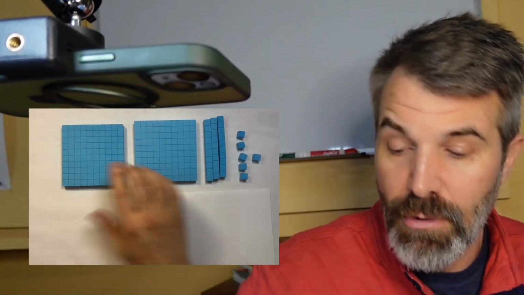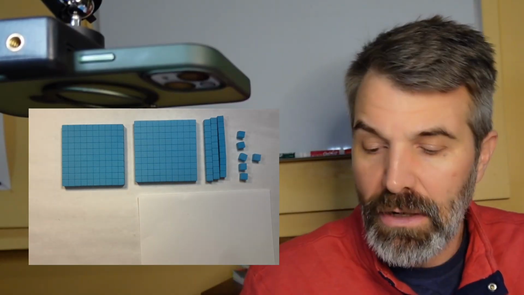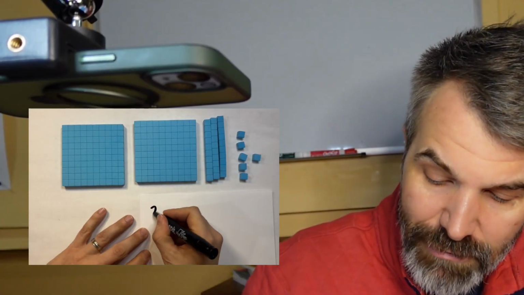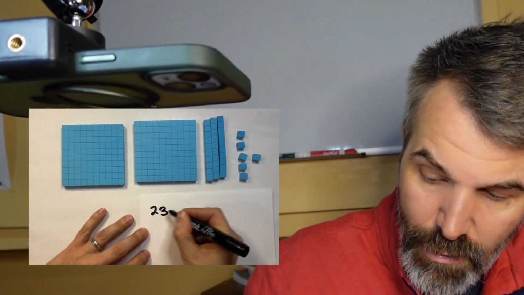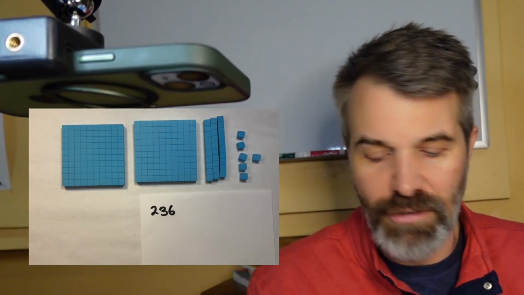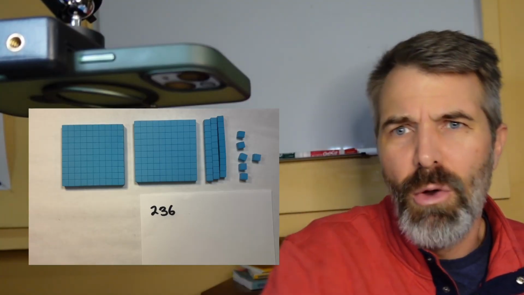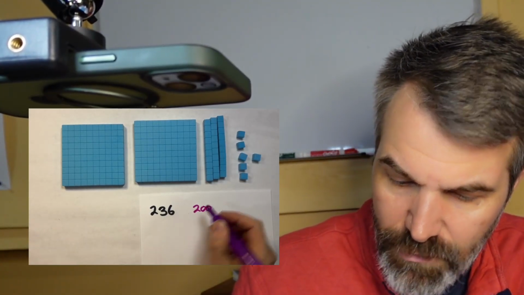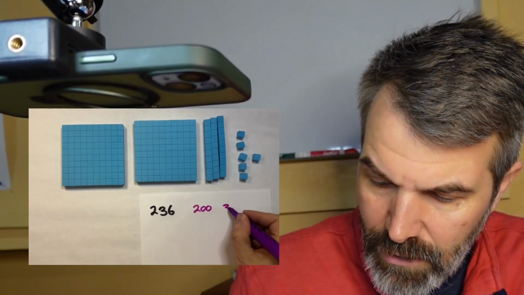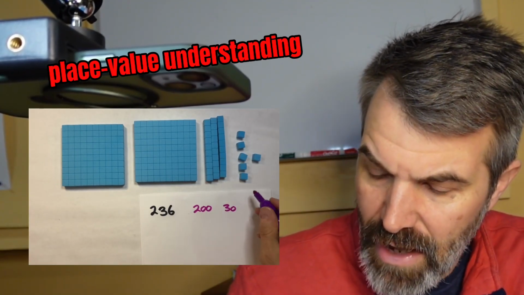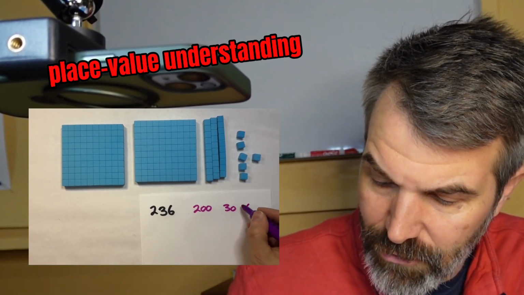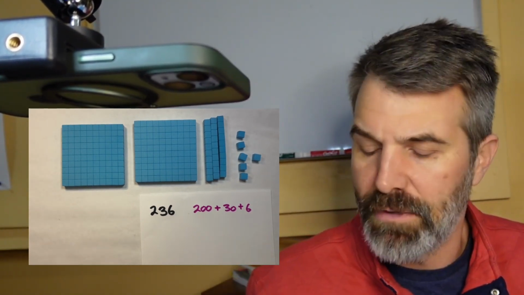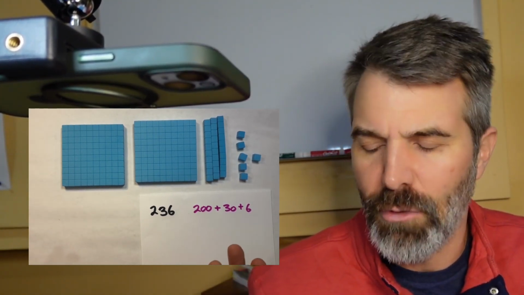So if this is 100 and this is 10 and this is 1, we can look at this particular set of base 10 blocks and say, really what we have here is 236. If I process what that means and where those are coming from, I've got 2 hundreds, so 200, and I've got 3 tens, so 30, and then I've got 6 ones, so that's 6. So really I can add all these together: 200 plus 30 plus 6. That's where that 236 is coming from.